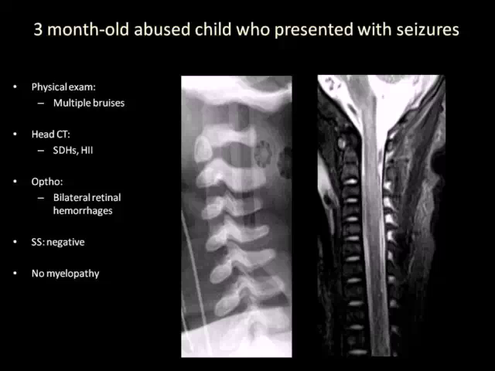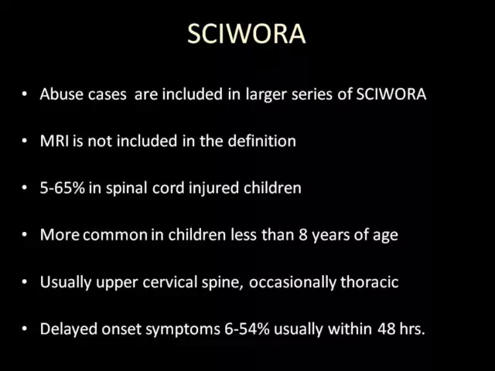And this is an important constellation of findings to recognize because it's common in young children. This goes under the name of SCIWORA, which stands for spinal cord injury without radiographic abnormality. This term was coined by Pang and Wilberger in the early 80s, so it preceded the MRI era, and it related to children that had evidence of spinal cord injury but negative imaging.